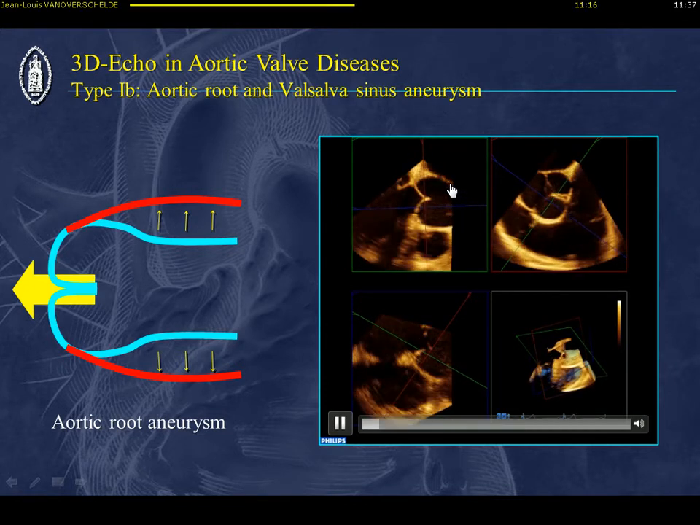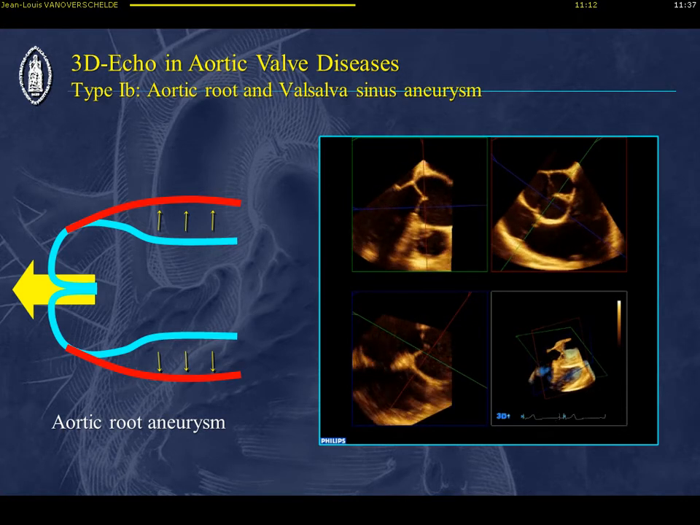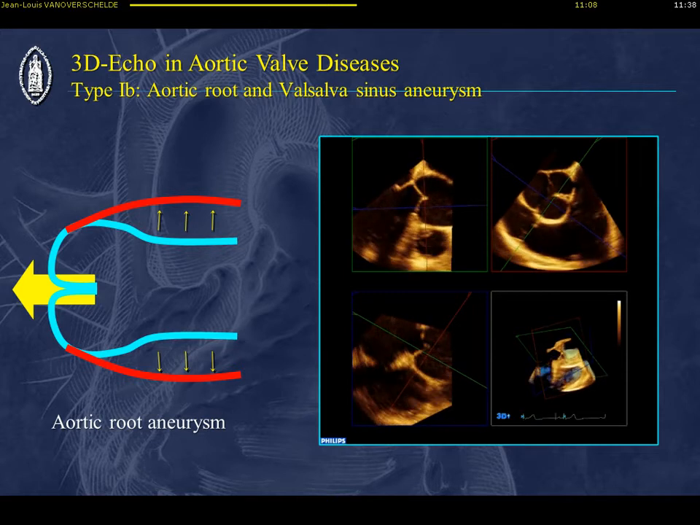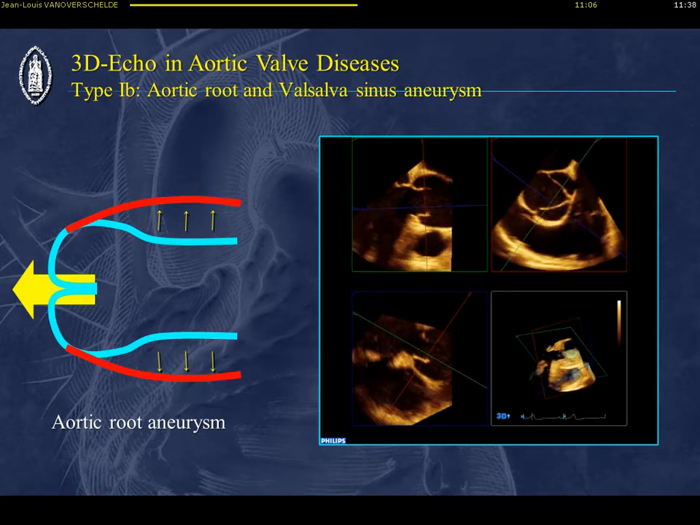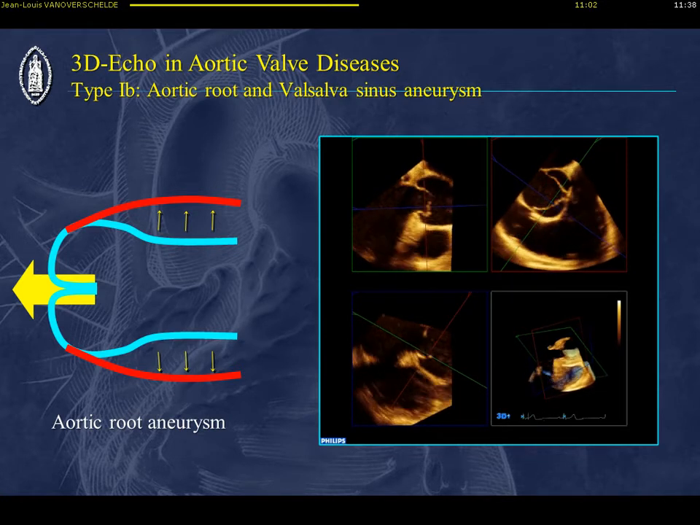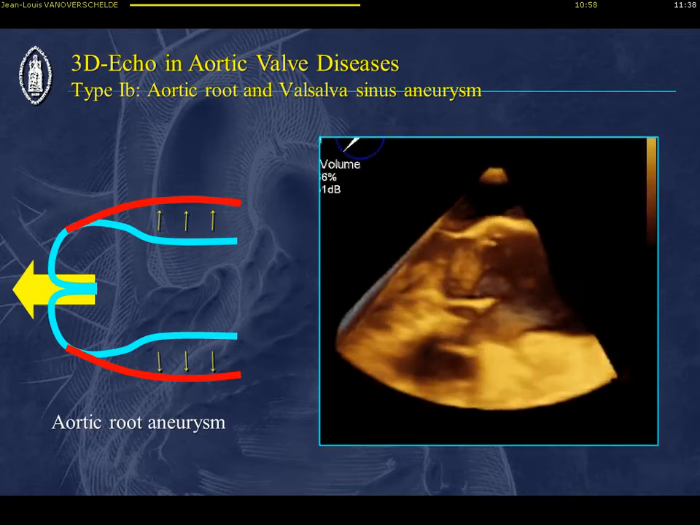Of course, with the current 3D sectors, we sometimes have problems with assessing the root when it's at the level of the ascending aorta, but you just have to move your probe so that you can assess in every direction of space the dimensions of the aortic root as well.